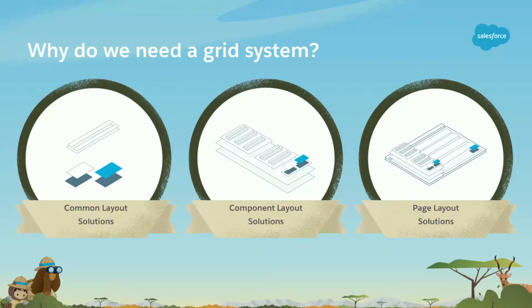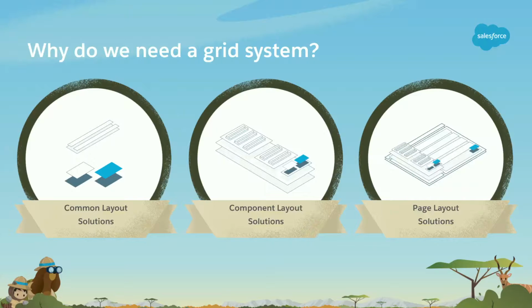Embracing modularity of that component. How can I lay out this component in certain ways where my grid acts as a skeleton and I'm really just dropping additional components into it? And then lastly, page layout solutions. This would be like your website or your app design. You can think of it as the common 2 or 3 column page layout design.